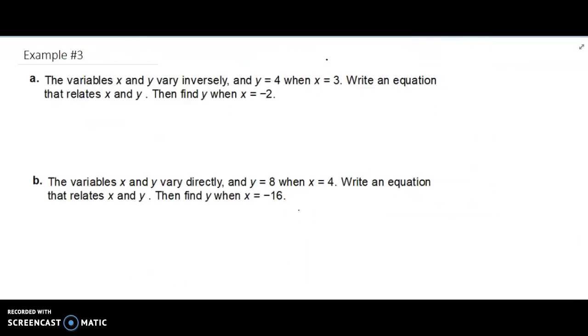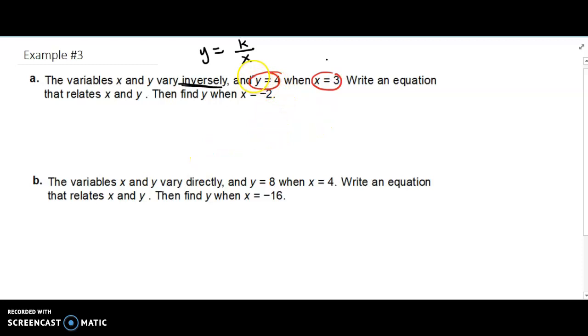All right, so let's look at example 3 now. On part A, it says the variables x and y vary inversely. So we want to stop right there. That means that y equals some constant k over x. And then it says y equals 4 and x equals 3. We want to write an equation of this.